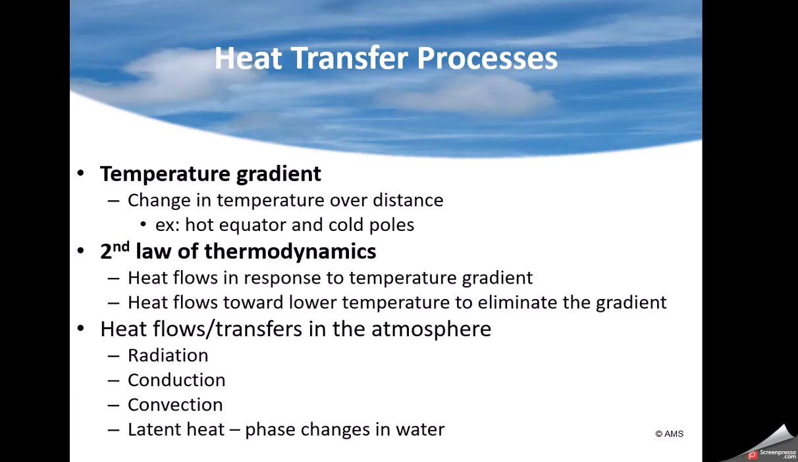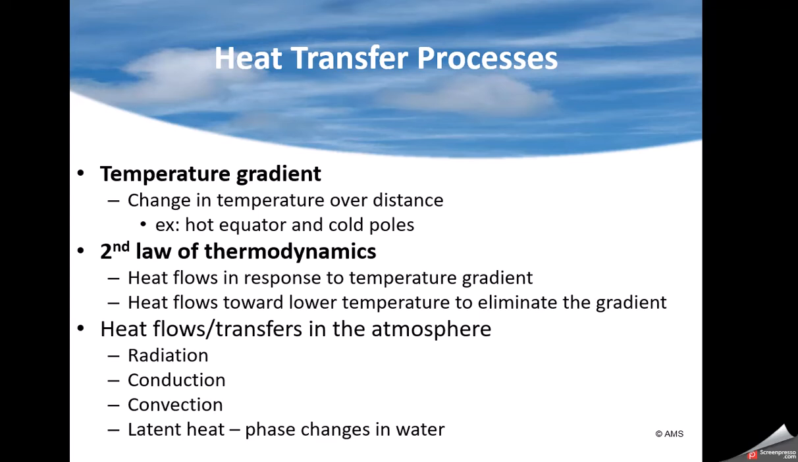So we have temperature gradients all over the Earth. And per the second law of thermodynamics, heat flows towards lower temperatures to eliminate that gradient. So it's always trying to get rid of lower temperatures. It wants everything to be the same temperature. With that, how does heat transfer? What are the methods by which this can happen?